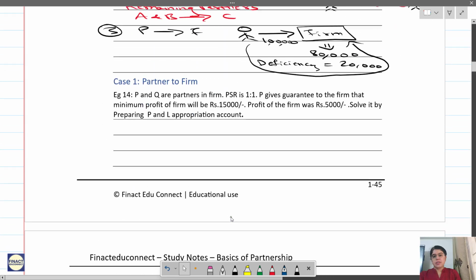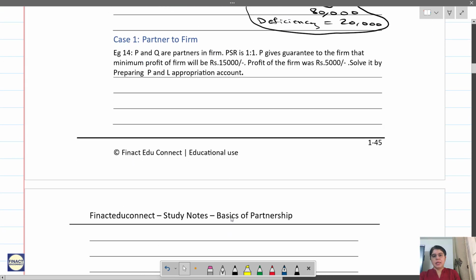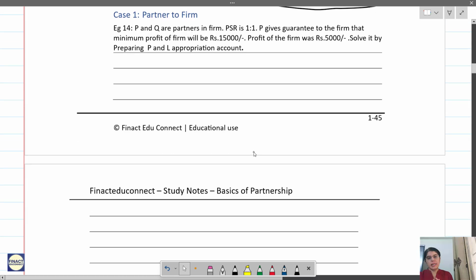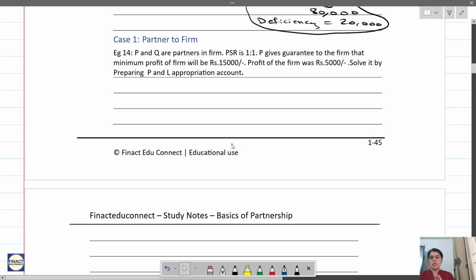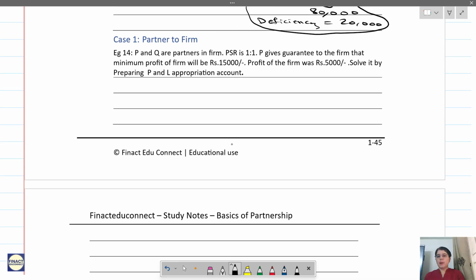So the first guarantee that we will be learning is from partner to firm. That is, partner has given the guarantee to the firm. Let us read the question. P and Q are the partners in the firm and their profit sharing ratio, PSR for profit sharing ratio, is 1:1. P gives the guarantee to the firm that minimum profit of the firm will be 15,000, but profit of the firm was 5,000. Solve it by preparing profit and loss appropriation account.